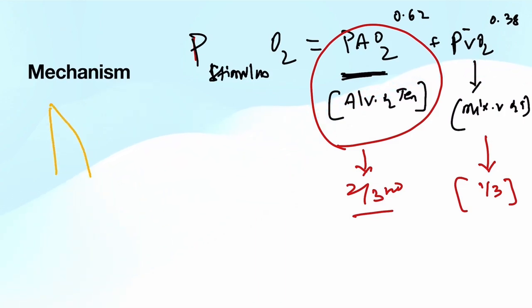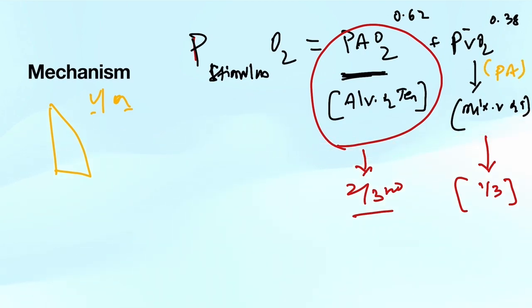When a lung segment is being ventilated and perfused, the stimulus for HPV to get activated is majorly determined by the two-third component, that is the PaO2, and the one-third component of the mixed venous oxygen tension, that is in the pulmonary artery, right?